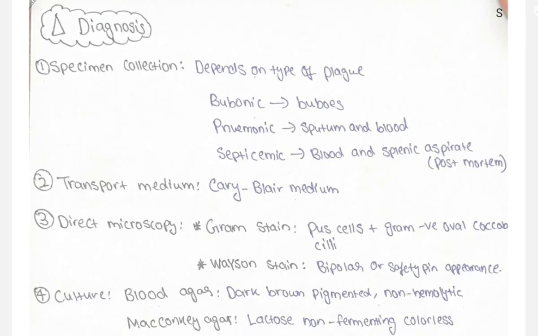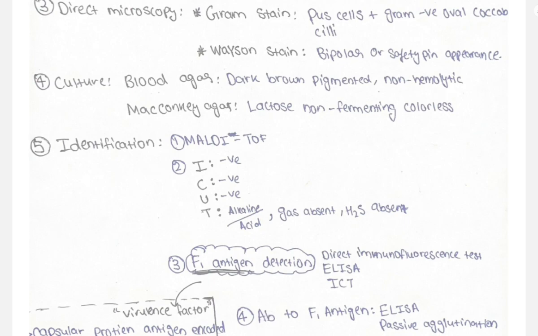Lastly, we had the lab diagnosis, which depended on the type of plague, the specimen collection for it, very simple. The transport medium, the Carey-Blair medium. Direct microscopy, we saw gram negative plus pus cells, and with Wayson stain, we saw the bipolar or safety pin appearance. Culture, we saw blood agar, everything is negative basically. It's non-hemolytic, dark brown pigmented. Then we have MacConkey agar, in this everything is also negative, non-fermenting, colorless. Identification, we had MALDI-TOF, and the IMViC tests were all negative basically.